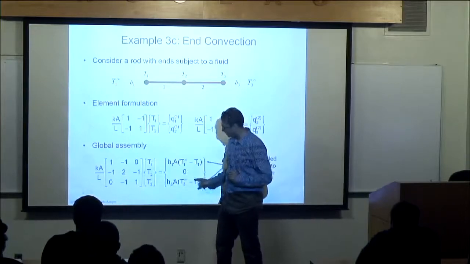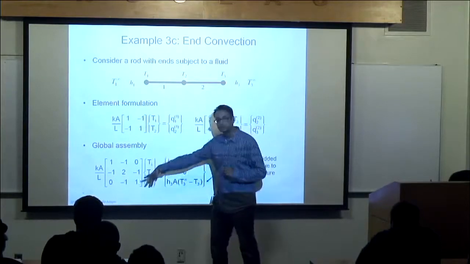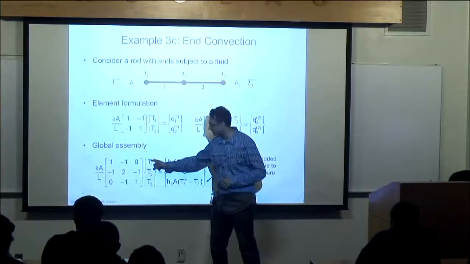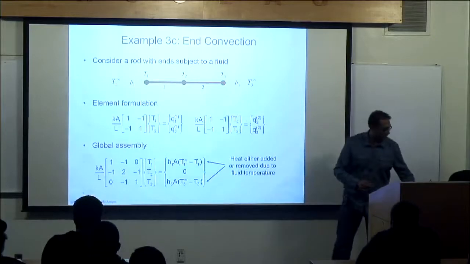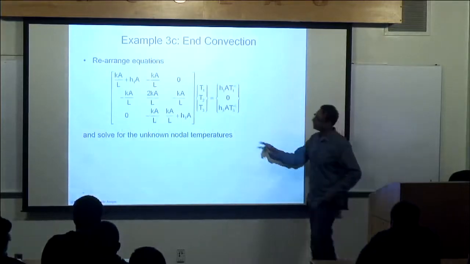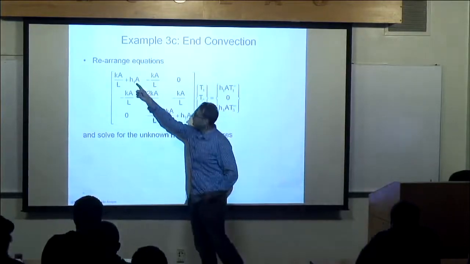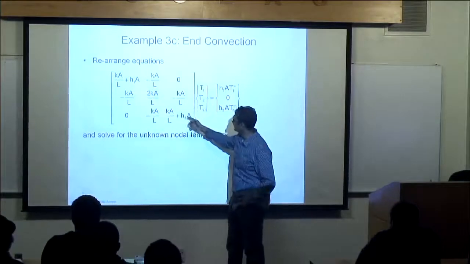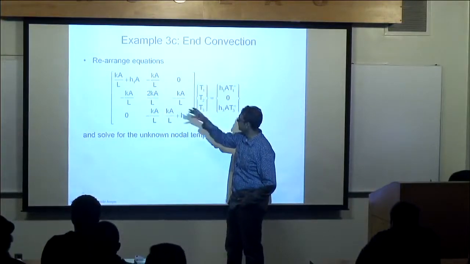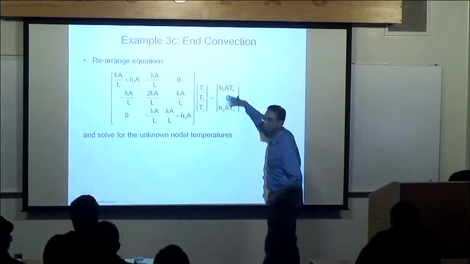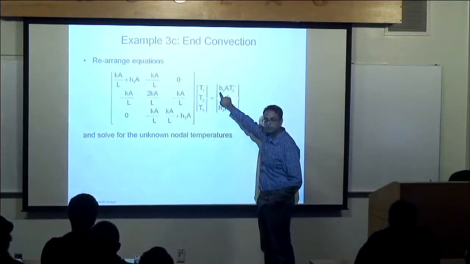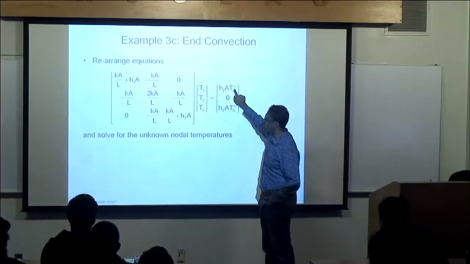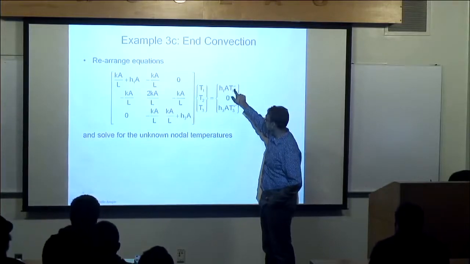Bring this T3 times H3A to the other side? And then I'll just have T1, T2, T3 again. Nothing to worry about. So we augment the matrix, we rearrange it, and I get the H1A there, H3A there. And now these are known quantities. I know the film coefficient, the heat transfer coefficient. I know the area. I know the fluid temperature. I know all this stuff.